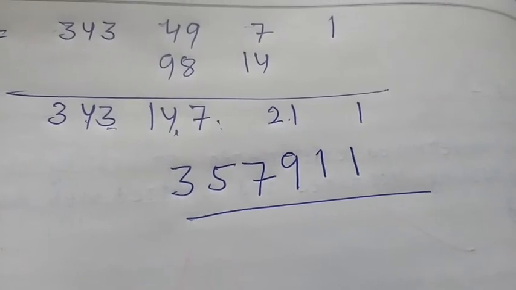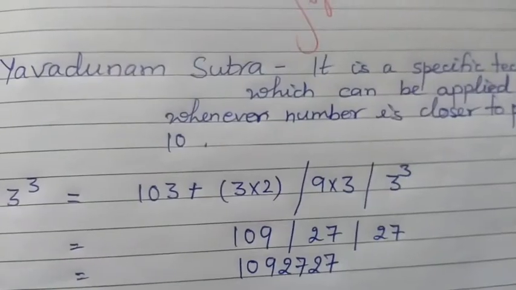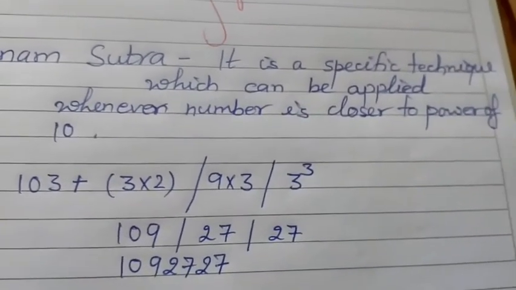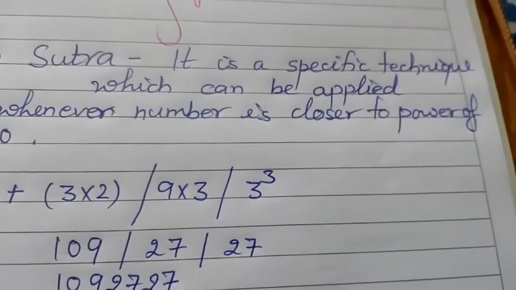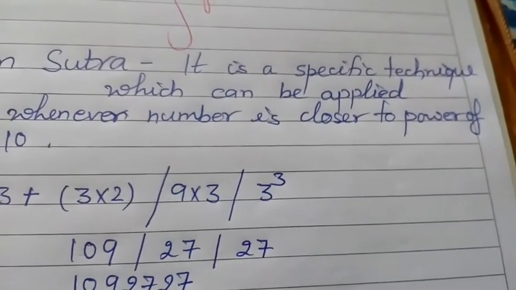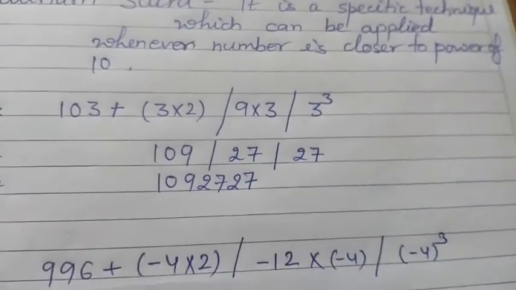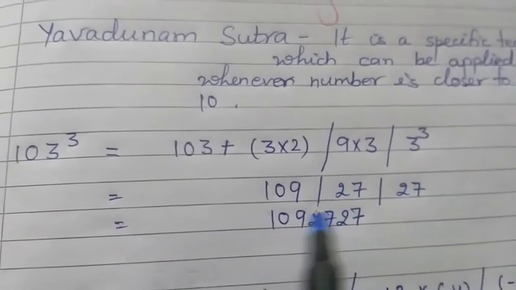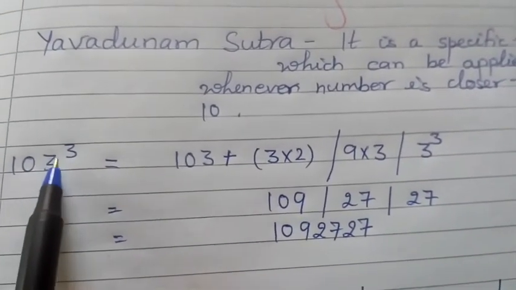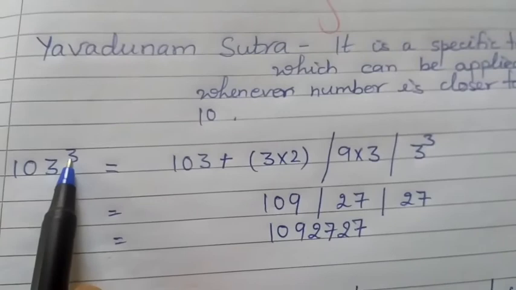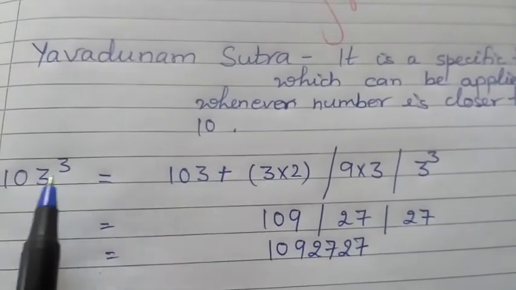Let us take the second method. The second method of finding the cube is Yavadunam Sutra. It is a specific technique which can be applied whenever the number is closer to a power of 10. Power of 10 means 10, 100, 1000 and so on. One example is here, 103 cube. We have to find the cube of 103.